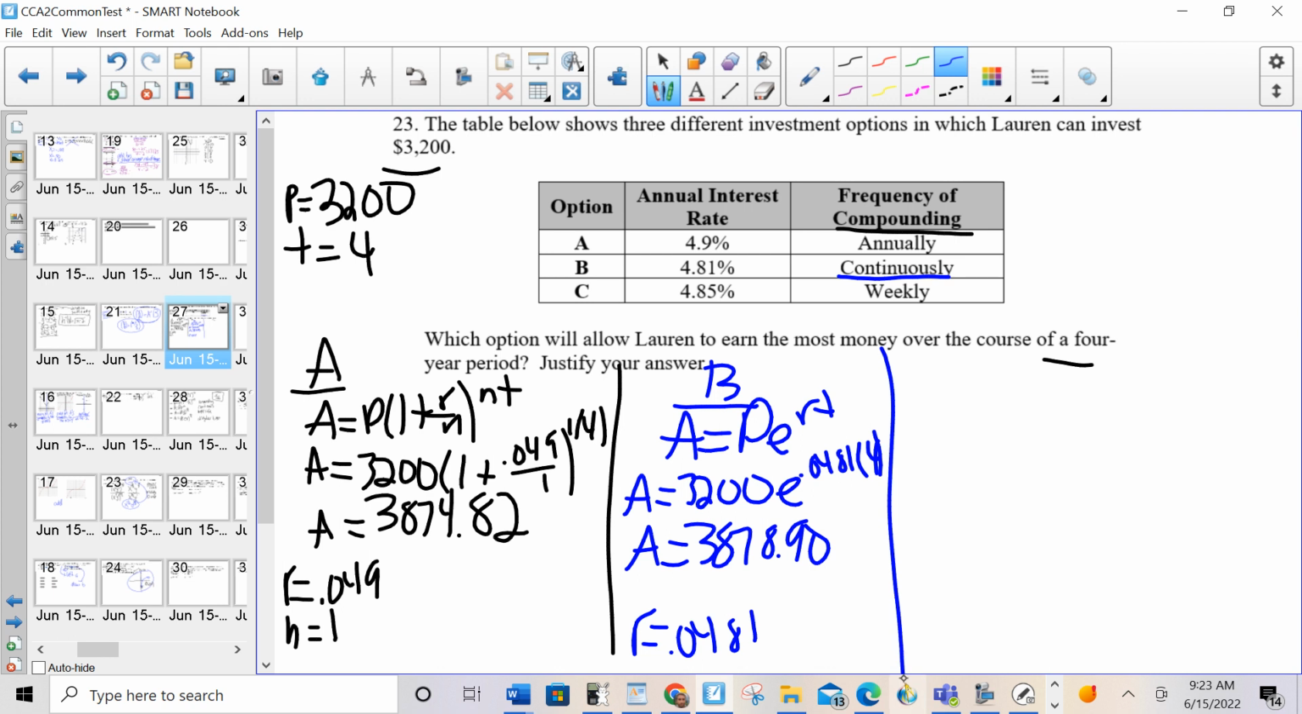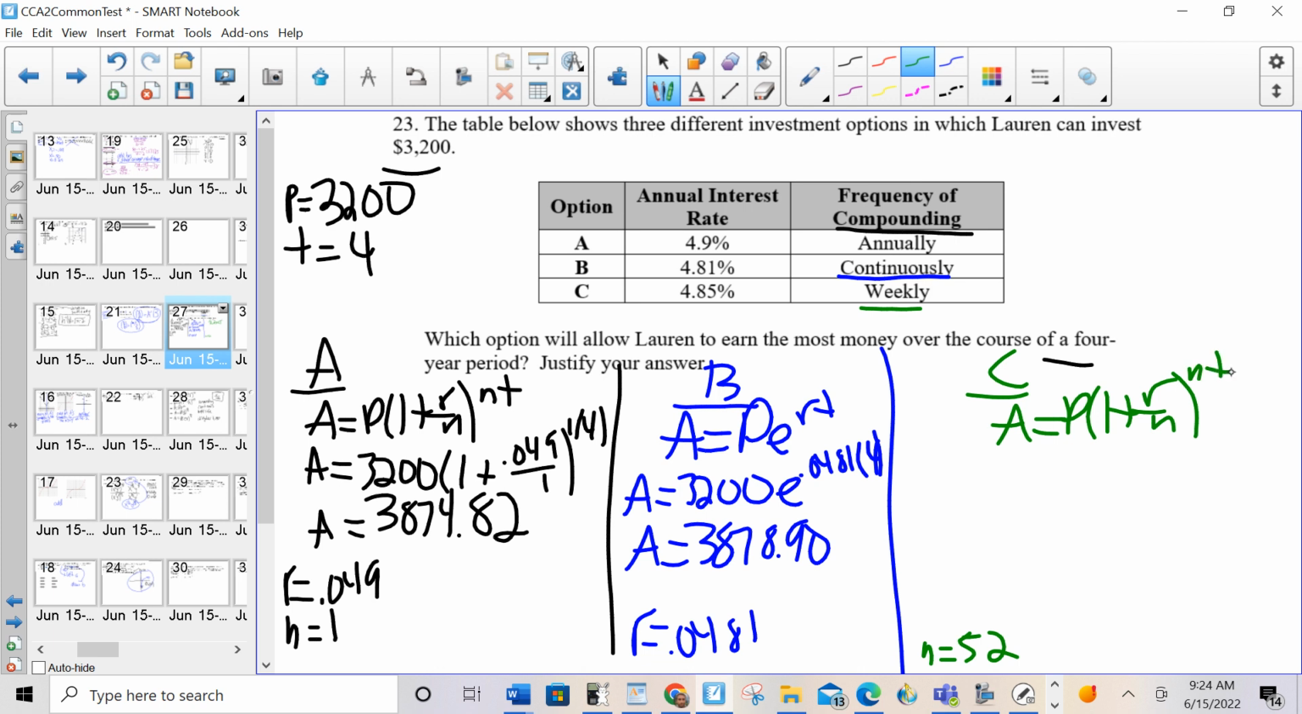3878.90. Option C, compounded weekly, so now n is going to be 52. N is the number of times compounded per year. Annually 1, quarterly 4, monthly 12, weekly 52, daily 365. And again, because it says compounded and it does not say continuously, I use my n formula.